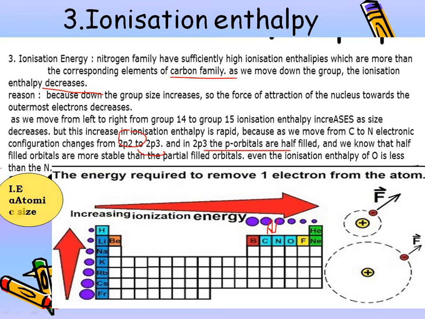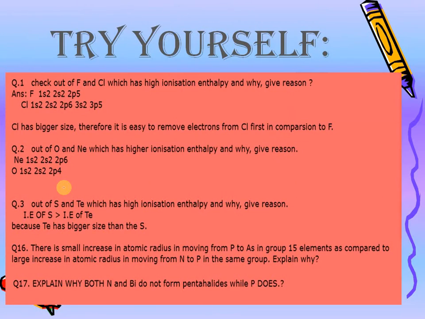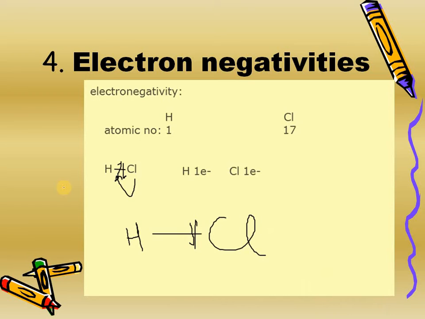To sum up, I can say that ionization enthalpy is inversely proportional to atomic size, that is, proportional to 1 upon atomic size. If atomic size is more, ionization enthalpy will be lesser. If atomic size is lesser, ionization enthalpy will be high. So these are questions you can do yourself using ionization enthalpy, how it changes while moving down a group and across a period. Now the next property is electronegativity.